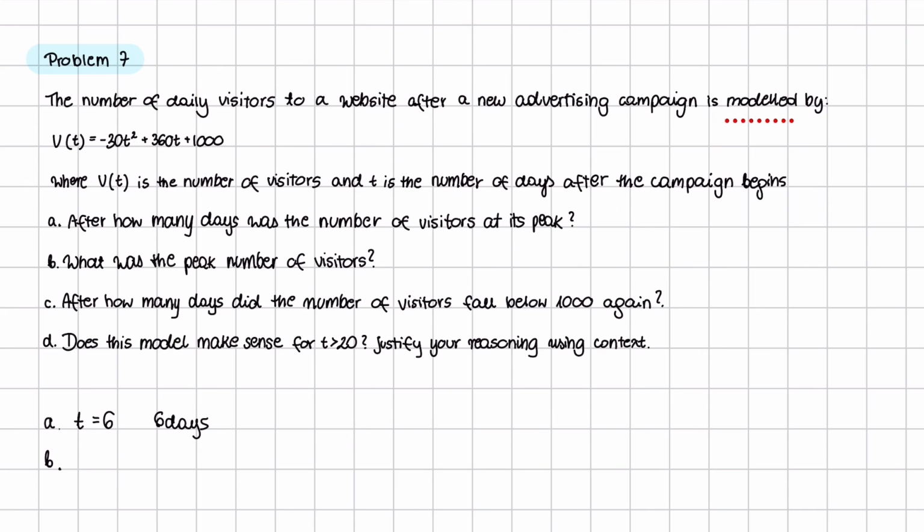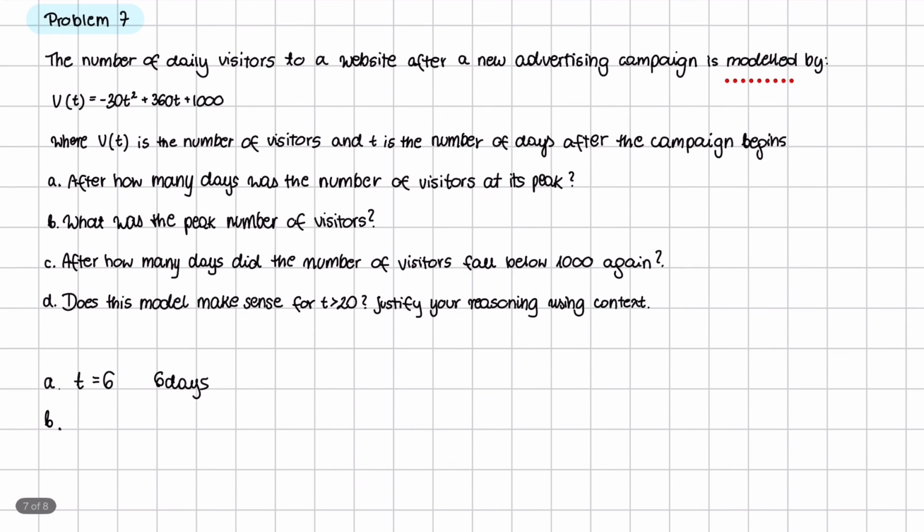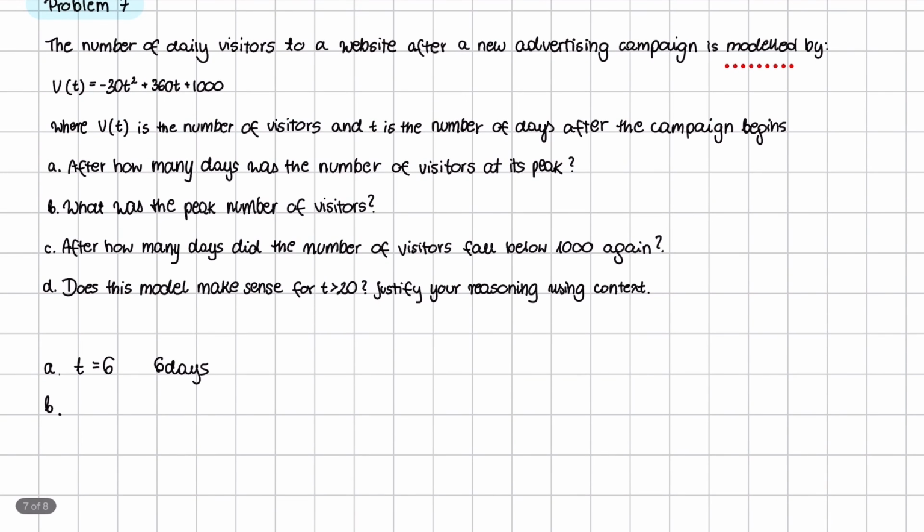In B, what was the peak number of visitors? So we already found it at our maximum point. So V equals 2080 visitors.